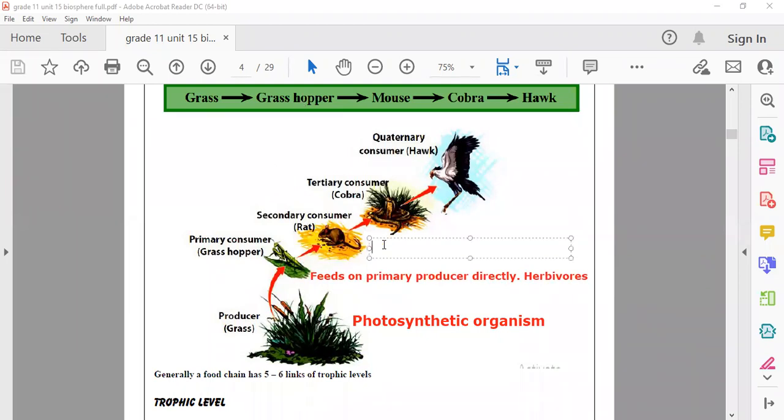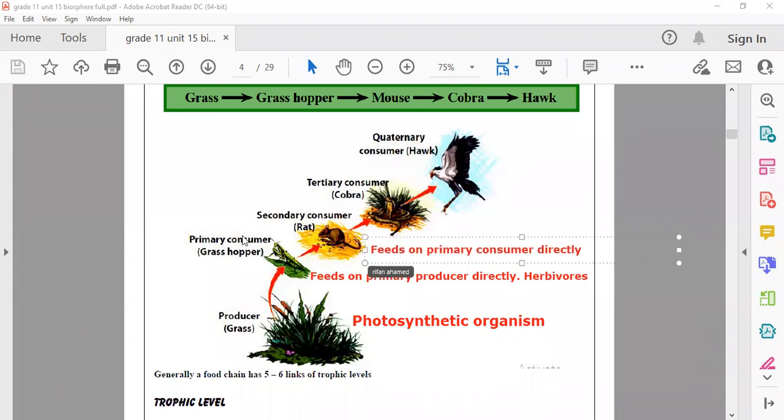Okay. So following the primary consumer, you come to the secondary consumer. Who is the secondary consumer? What does it do? It feeds on the primary consumer directly. Because it is feeding on the primary consumer directly, it is called the secondary consumer, right?